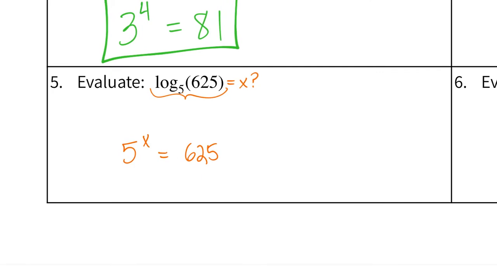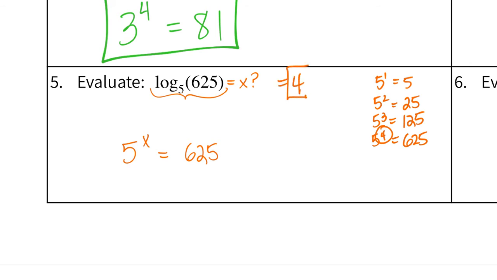So I'm just going to do a list. 5 to the 1 power is 5. 5 squared is 25. 5 cubed is 125. 5 to the 4th power is 625. So there we go. 4 is the number that worked. So evaluate that expression. Well, it equals 4 because that's the exponent that works.